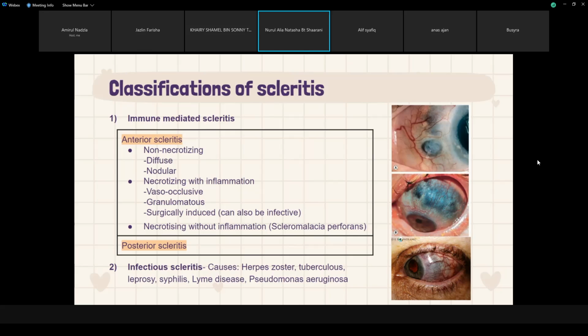And the second classification of scleritis is infectious scleritis. The main causes include herpes zoster, tuberculosis, leprosy, syphilis, Lyme disease, and also Pseudomonas aeruginosa.